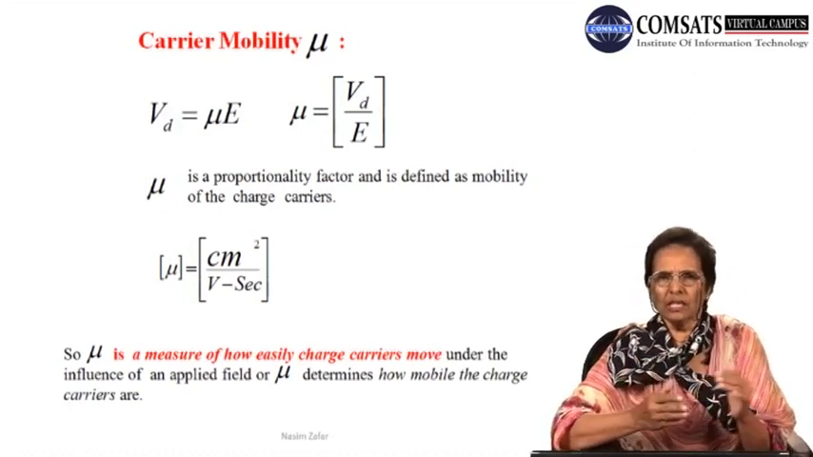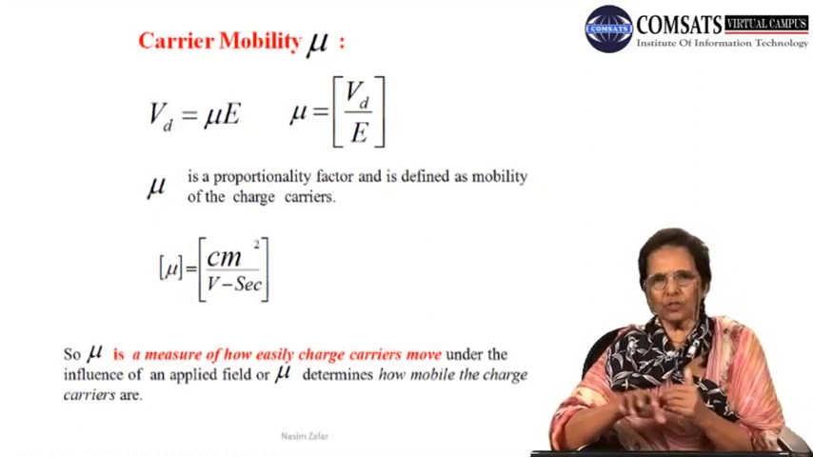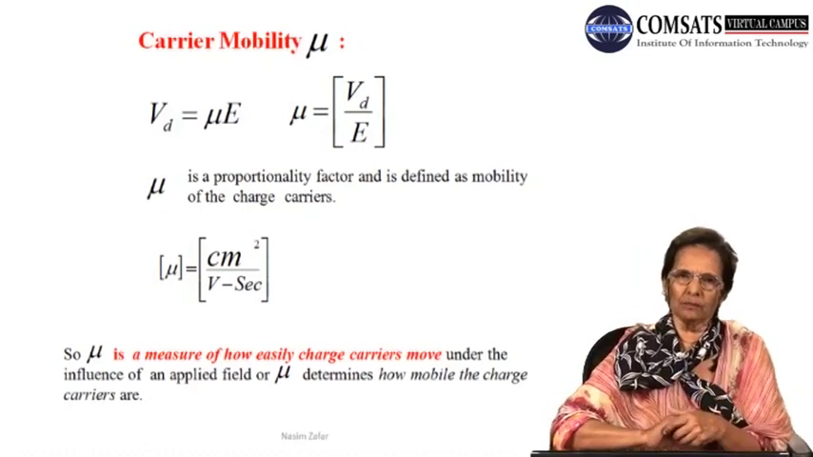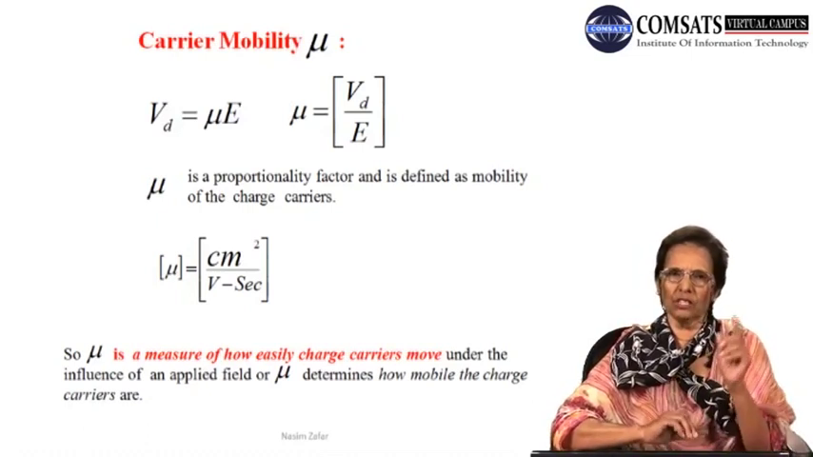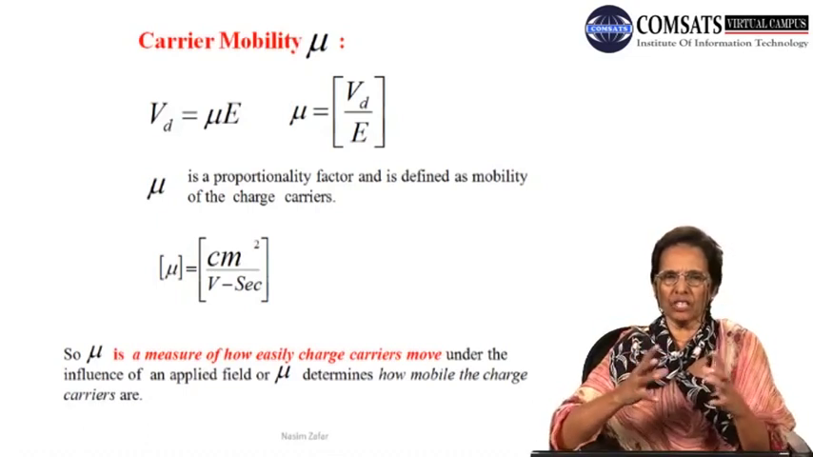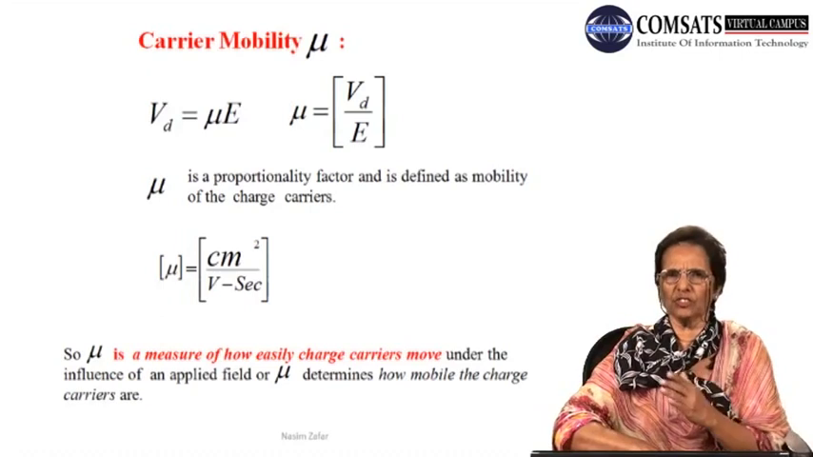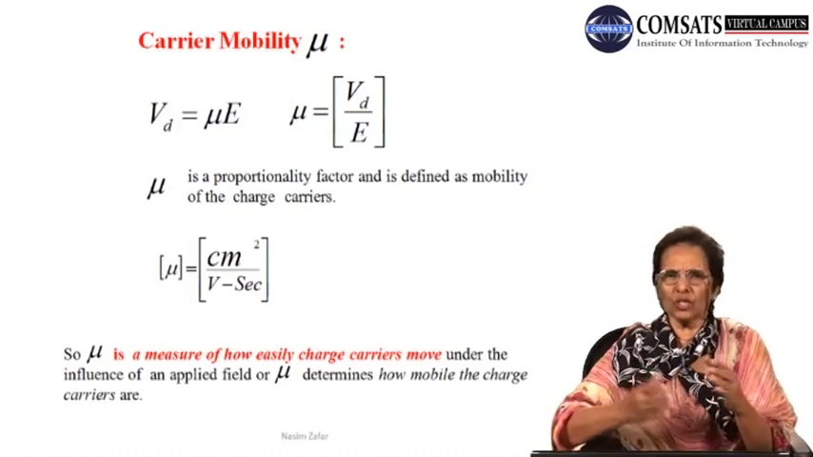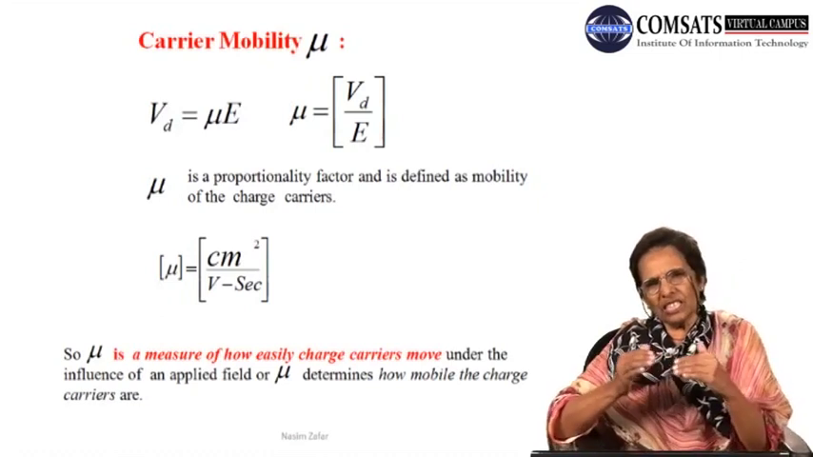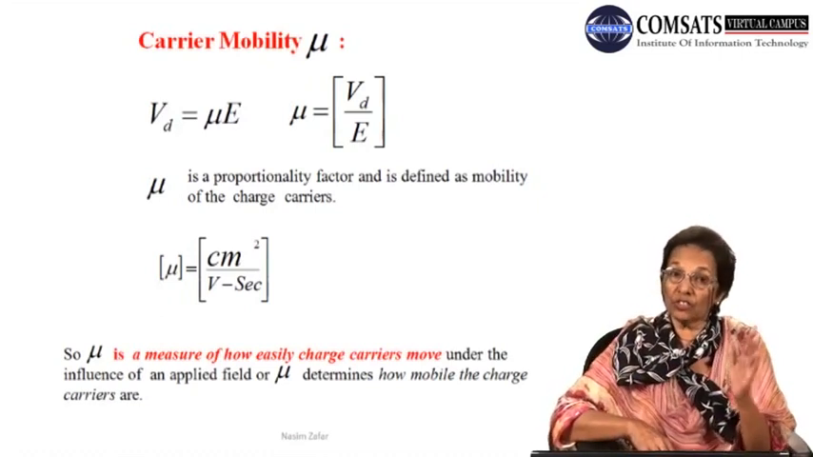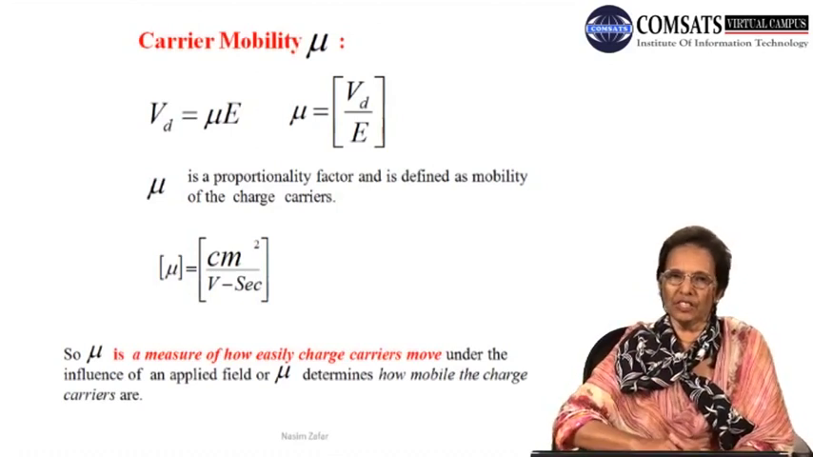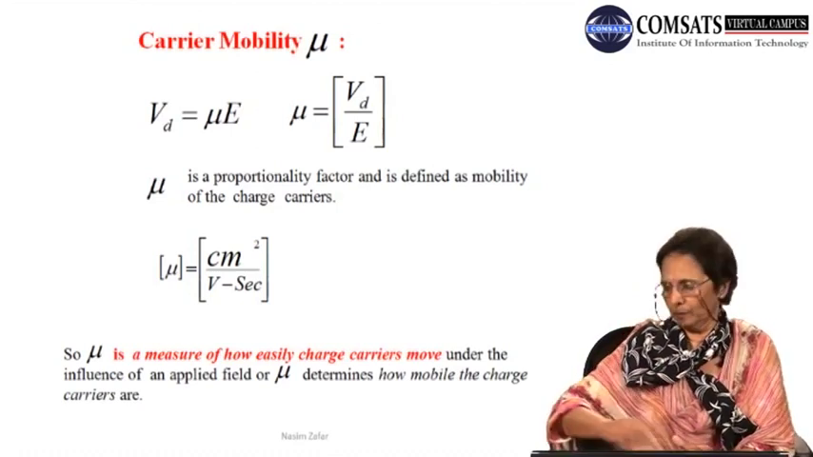Because the electron, during its motion along its path, encounters collision centers in the form of ionized impurities and in the form of vibrating lattice atoms, yet it manages to move. So it is this ability to move, how easily or how difficult it is for the electron to move, and this ability is termed as mu.